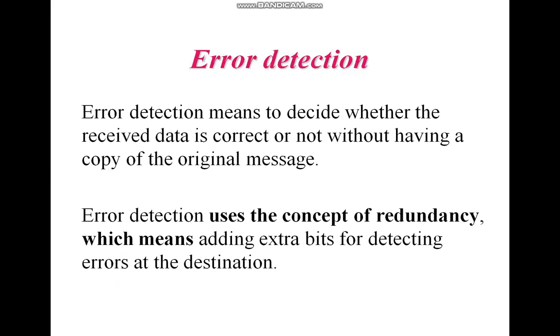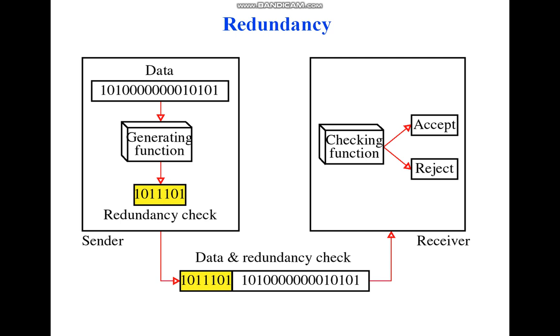Error detection means to decide whether the received data is corrupt or not without having a copy of the original message. Error detection uses the concept of redundancy, which means adding extra bits for detecting errors at the destination. So the first method is the redundancy method.